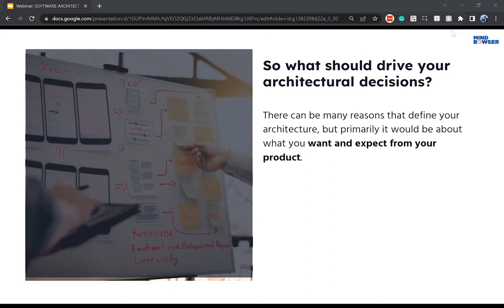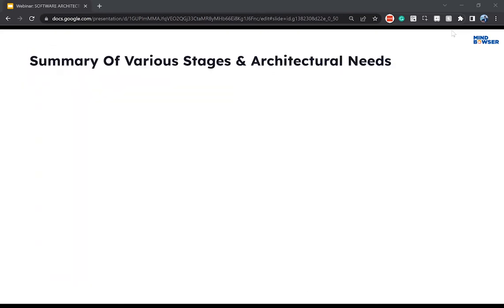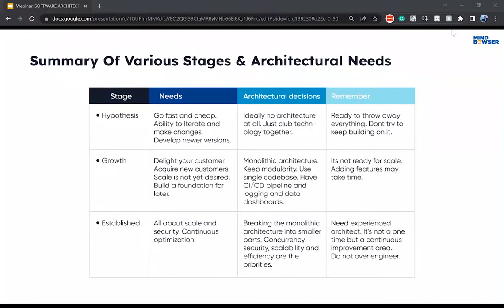Exactly. Great. So I'll move to the next slide. This is more like, Kumar, like we discussed, there are 3 different stages of any product. What we think plays an important role, starting with hypothesis, then we have growth stage, and then established, where a product is scaling and scaled, right? So definitely there are different needs at different stages, and there are different architectures at different stages as well.